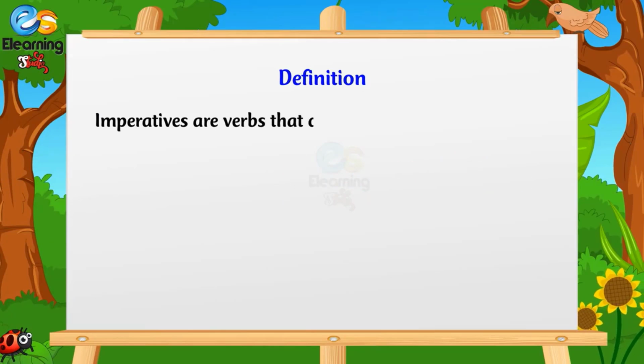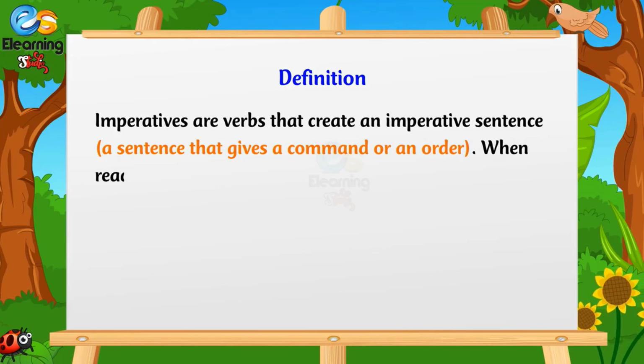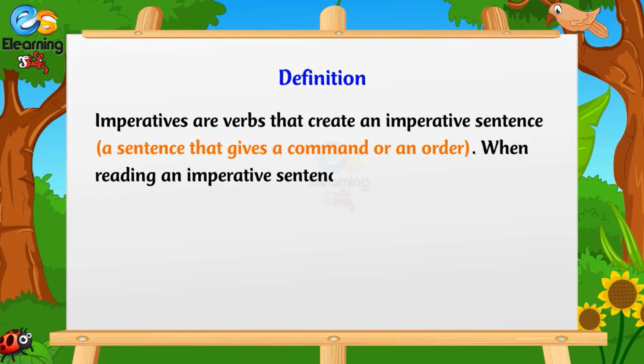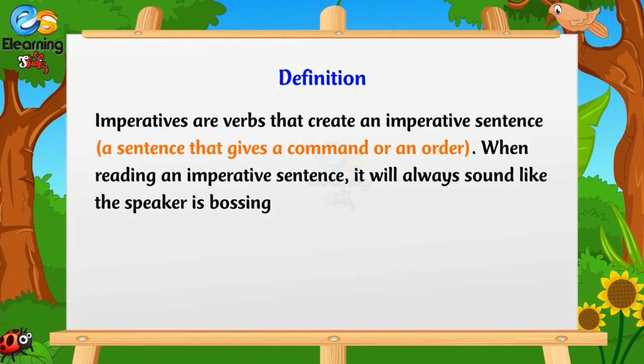Imperatives. Definition. Imperatives are verbs that create an imperative sentence, a sentence that gives a command or an order. When reading an imperative sentence, it will always sound like the speaker is bossing someone around.